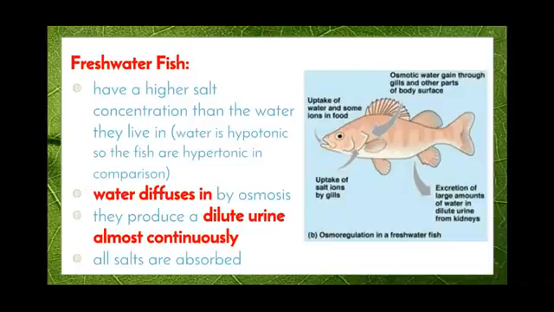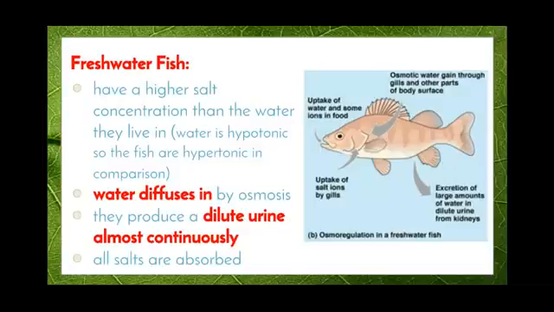Freshwater fish, on the other hand, are those that live in lakes, rivers, ponds, etc., where there isn't that salty environment. As a result, the fish themselves have a higher salt concentration than the water that they live in. So the water is known as hypotonic, and the fish is hypertonic in comparison. As we can see from the picture, we now have water diffusing into the fish by osmosis. There's more water particles outside the fish than inside the fish, so the water moves into the fish naturally via osmosis.